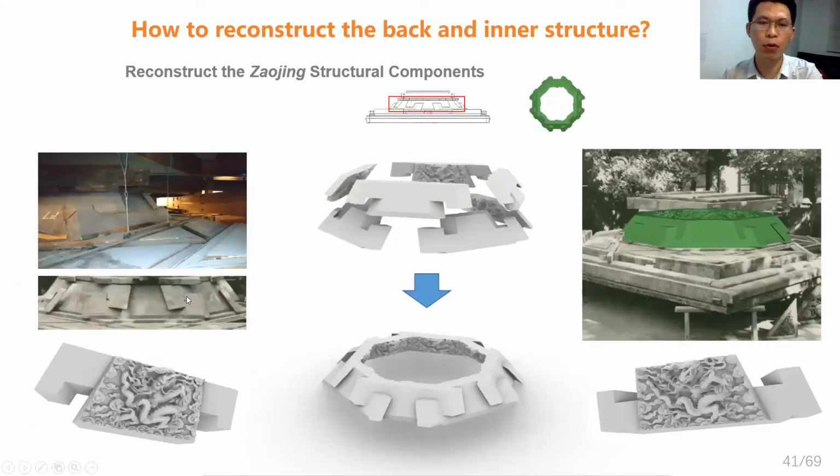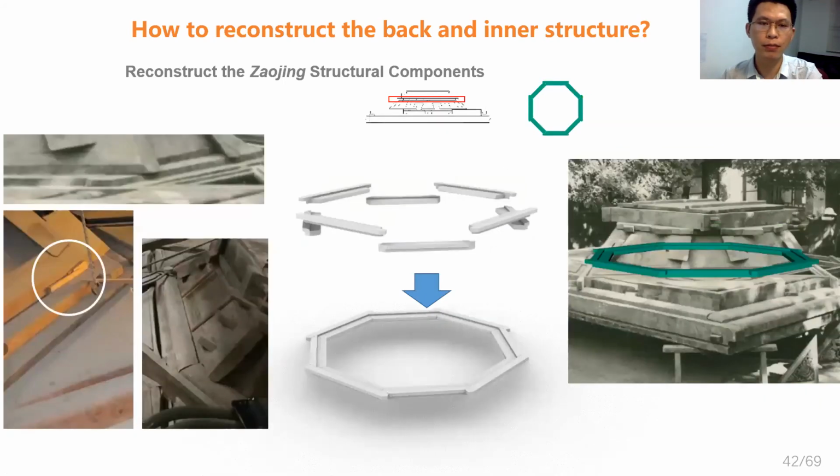Octagon dragon relief board assembly is the most complicated part in the ceiling. It's made up of 8 pieces of trapezium parts. This octagonal ring's parts confused me for a long time.